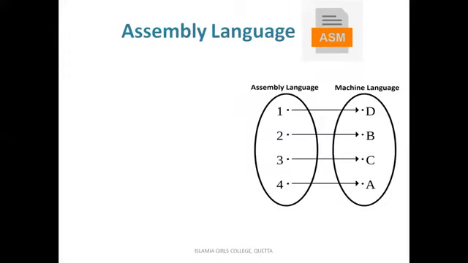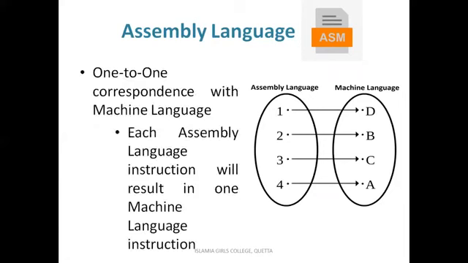Now another important point is that assembly language has one-to-one correspondence to machine language. This means that each assembly language instruction will result in one machine language instruction. If you translate the assembly language code into the machine language, it will result in one instruction. So there is one-to-one mapping.